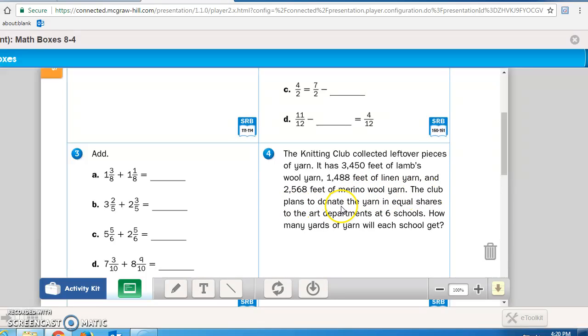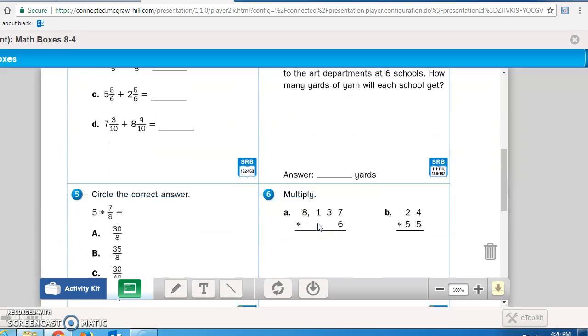The club plans to donate the yarn in equal shares to the art departments at 6 schools. How many yards of yarn will each school get? Multi-step problems. So you're going to have to add these together, and then if they all want equal shares to 6 schools, I hope you know what your next step's going to be.